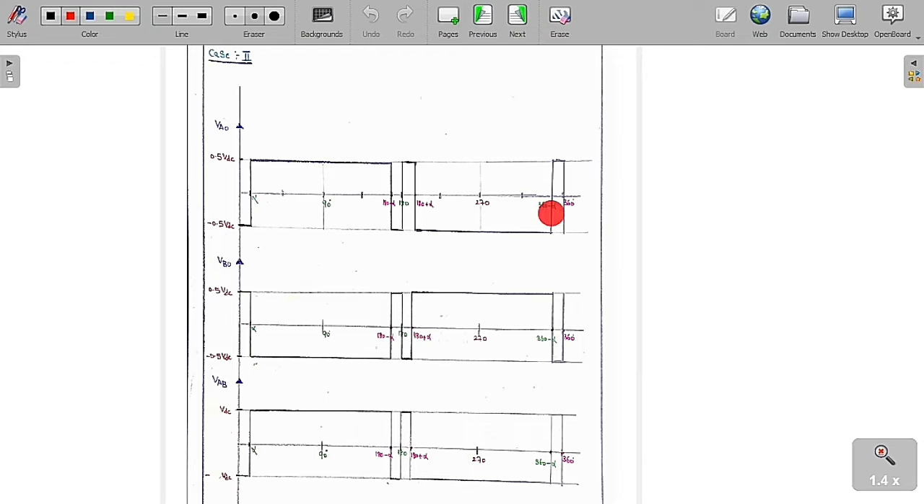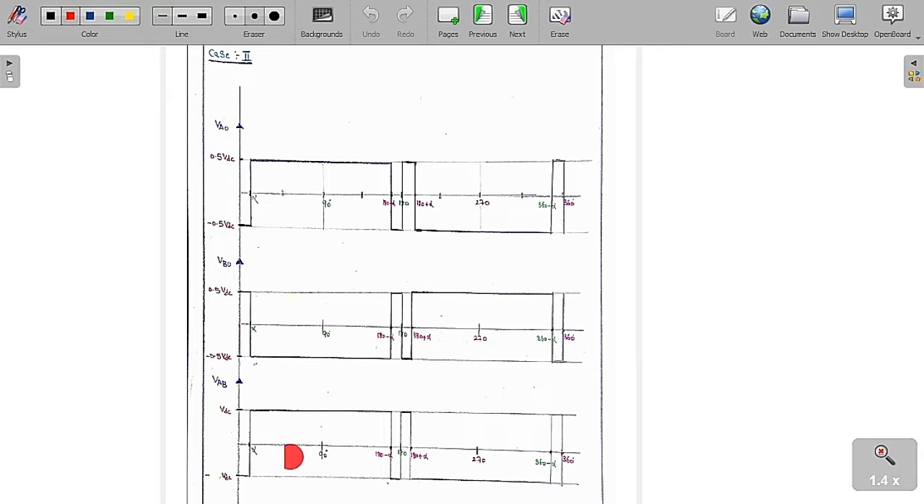Similarly, from 360 minus alpha to 360, I am going to turn on switch 1 and switch 2. So V0 is equal to plus 0.5 VDC, VB0 is equal to minus 0.5 VDC. So VAB is equal to plus VDC. This is the way you are going to get it. You can see clearly a negative pulse width and a positive pulse width of different nature. That is the reason it is called unequal pulse width modulation.